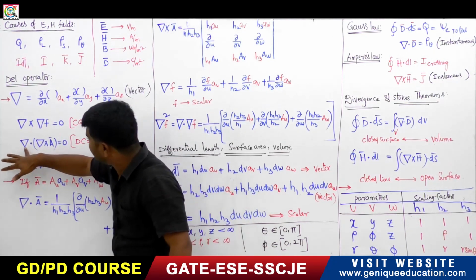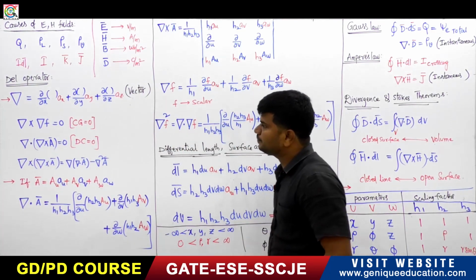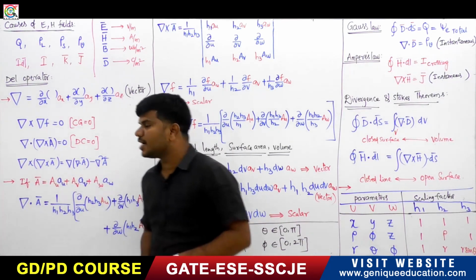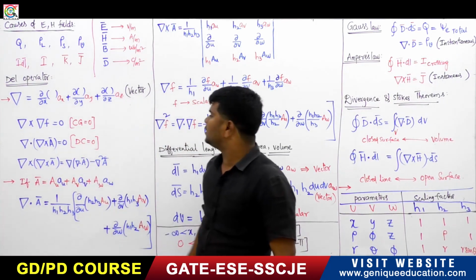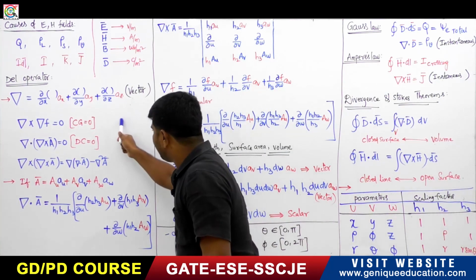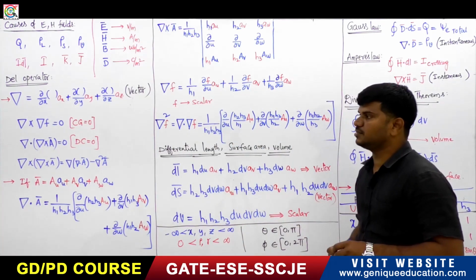And also the divergence of the curl is 0. The divergence of the curl is 0. And one more important vector identity is del cross del cross A is equal to del of del dot A minus del square A. So these are the very important vector identities you have to understand and you have to remember.